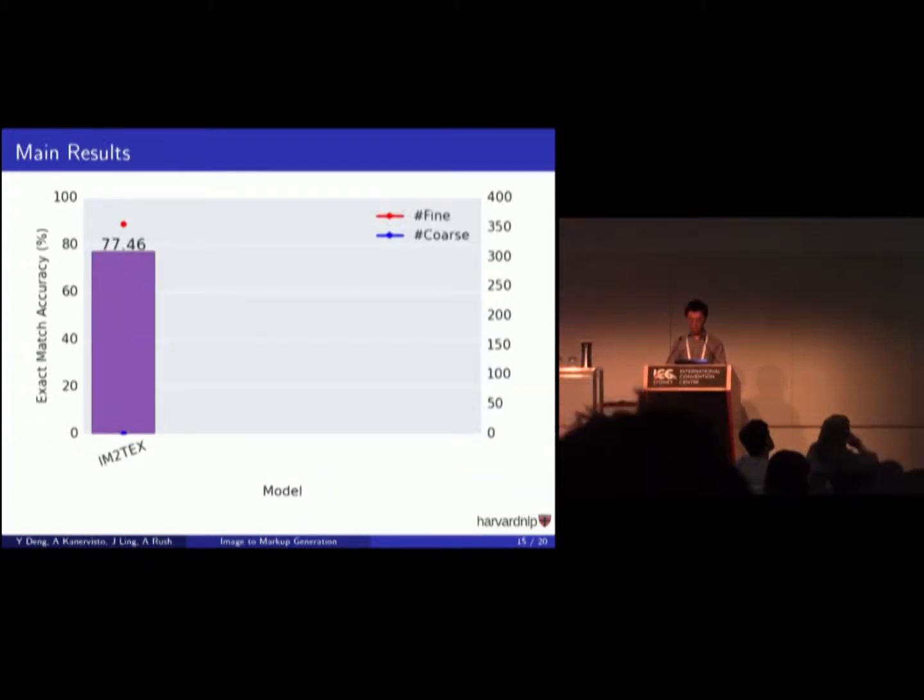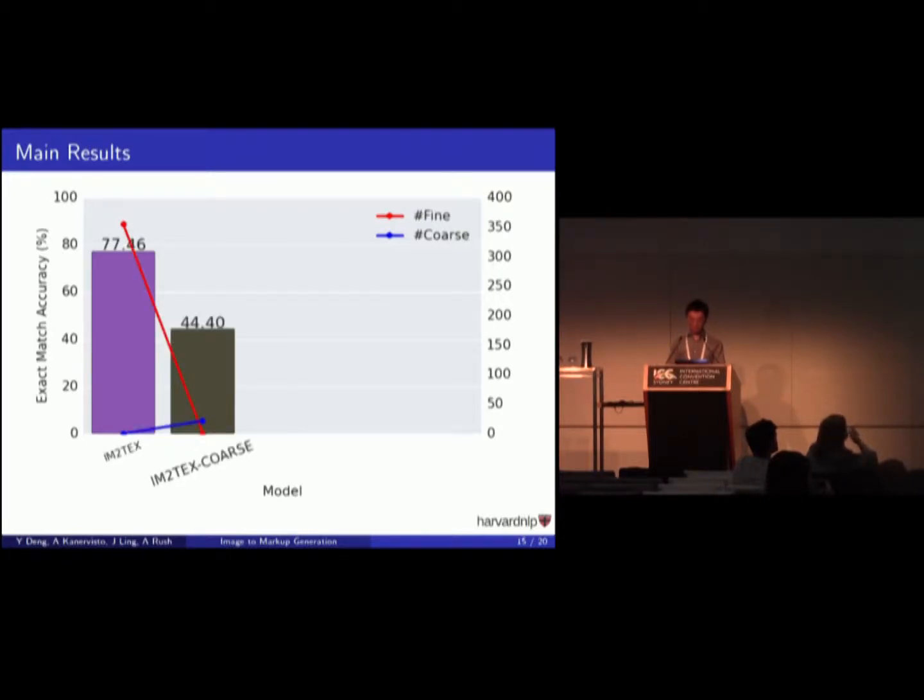Here we show the results of the coarse-to-fine attention variants. In addition to the exact match accuracy, I also show the average number of fine cells and the average number of coarse cells being attended to over the test set. So for the original image-to-text model, there are no coarse cells, but on average, we need to attend to around 300 cells per each step.